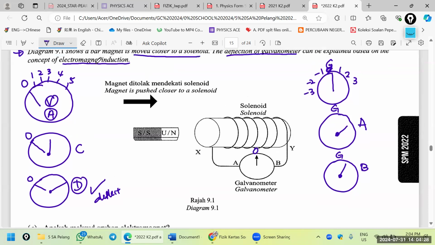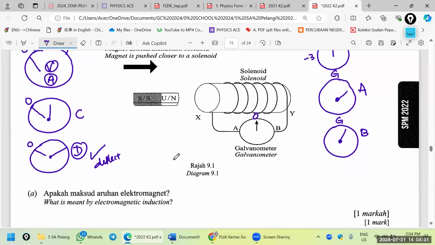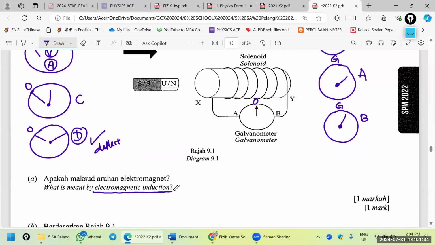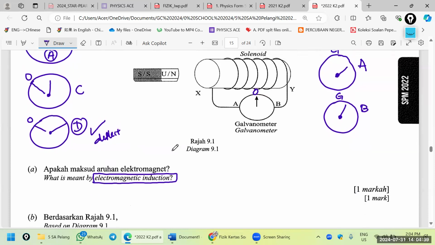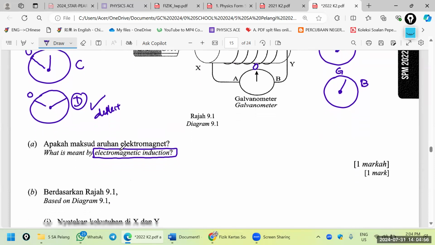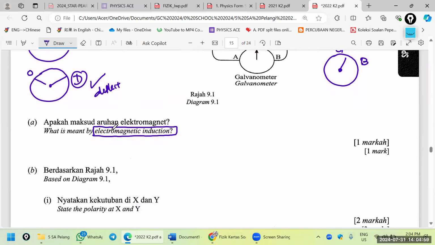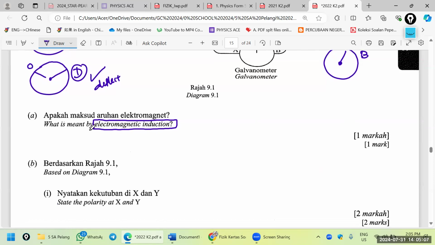Now this one, electromagnetic induction, we just learned. What is meant by electromagnetic induction? I just asked this morning. Tell me half also can, right? Yeah, very good.